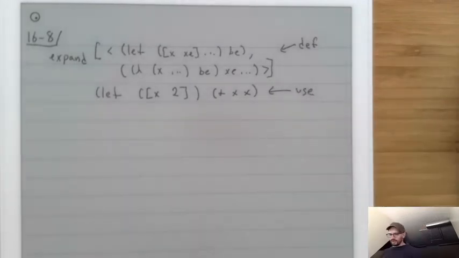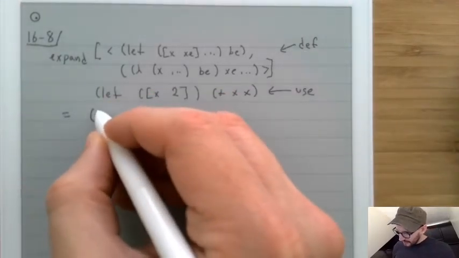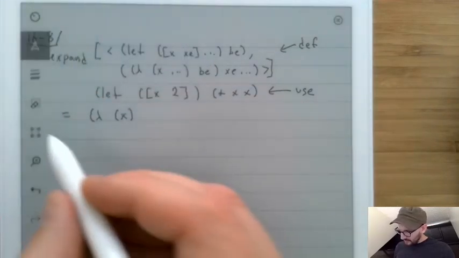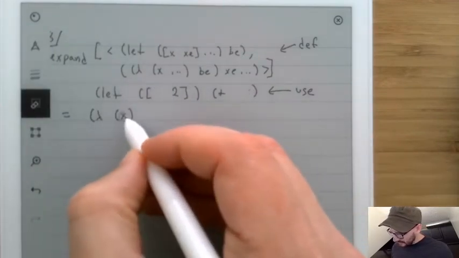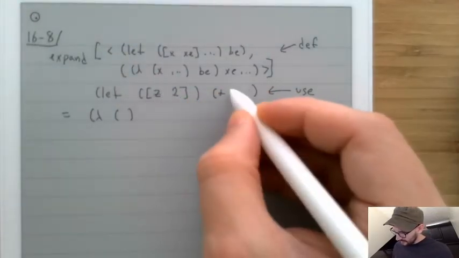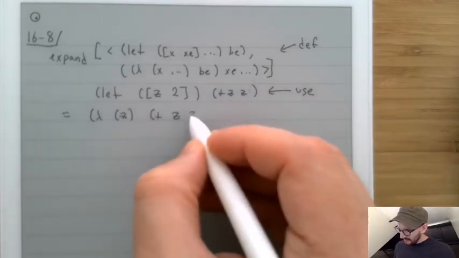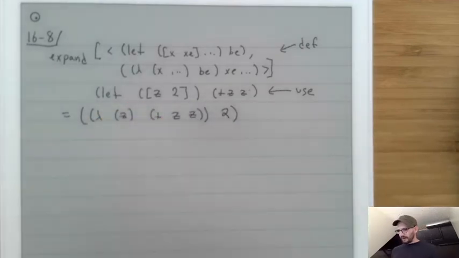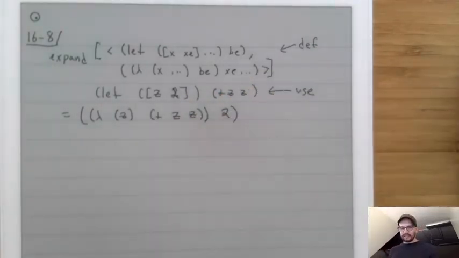Okay, and expand's job is to take the definition of the use, and it's going to return lambda x. Actually, you know what? I'm going to modify the use to not use x. So it's clear to you that it doesn't have to be x. Let's call it z. ZZ. Okay, so it's going to say let z inside of plus ZZ, and it's going to call that function with 2. Okay? So expand's job is to take the definition and the use and expand that.